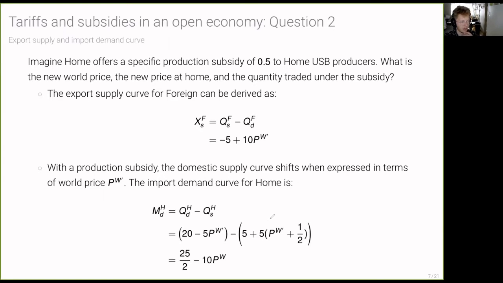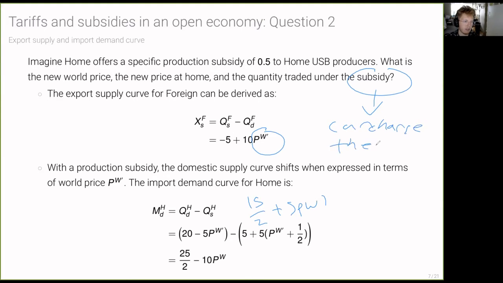Okay, and so again, recall that this is going to be 15 over 2 plus 5 times PW, and PW is prime here. The reason that we're rewriting the world price with primes is that we're assuming that the subsidy can change the world price. And so that's why all of the world prices now have a tilde. So this is world price tilde, reflecting that the subsidy can change the world price, and indeed it will.